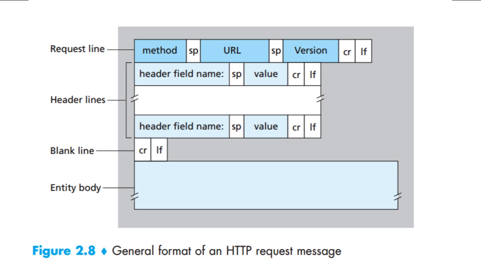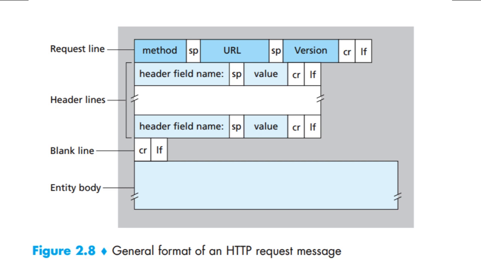HTTP message format. There are two types, the HTTP request message and the HTTP response message. Let's see the general format of the HTTP request message. An HTTP message has four sections. The first one is the request line and the second one is the header line. There could be one or more header lines, and after the header lines we have the blank line, which is represented with the carriage return and line feed characters. The last one is the entity body.